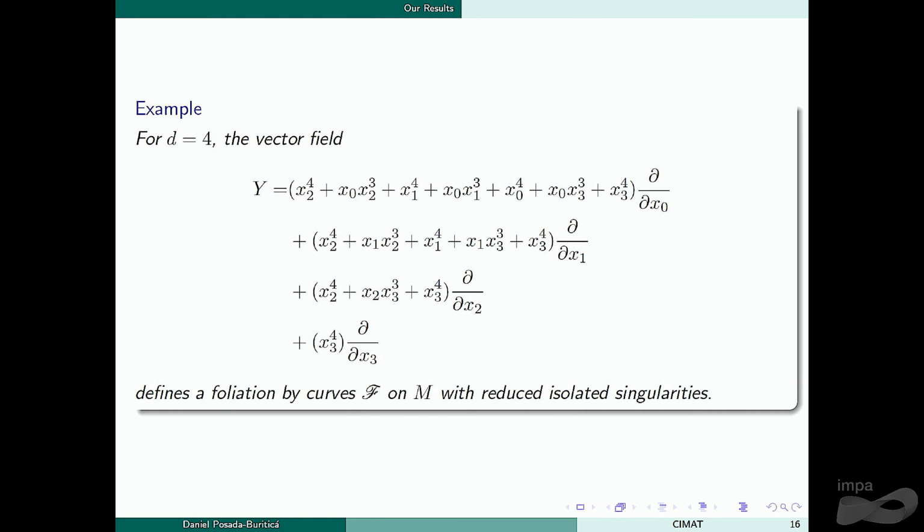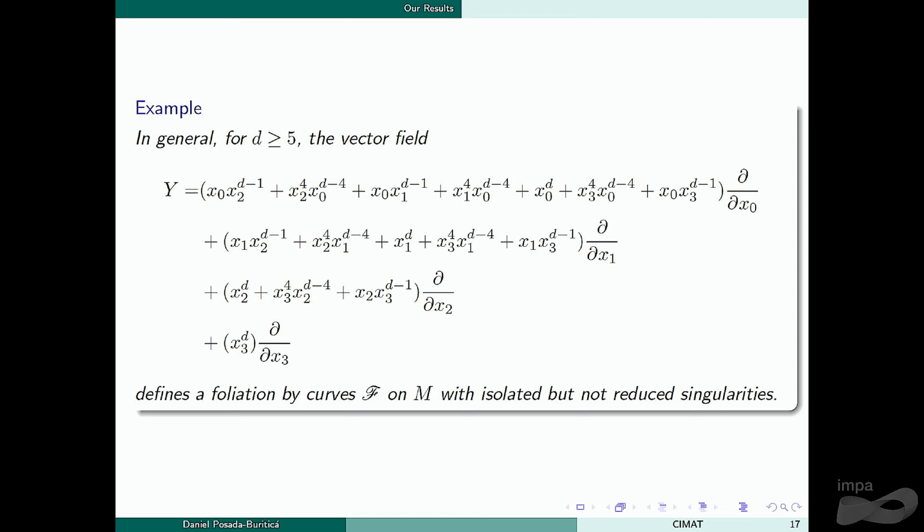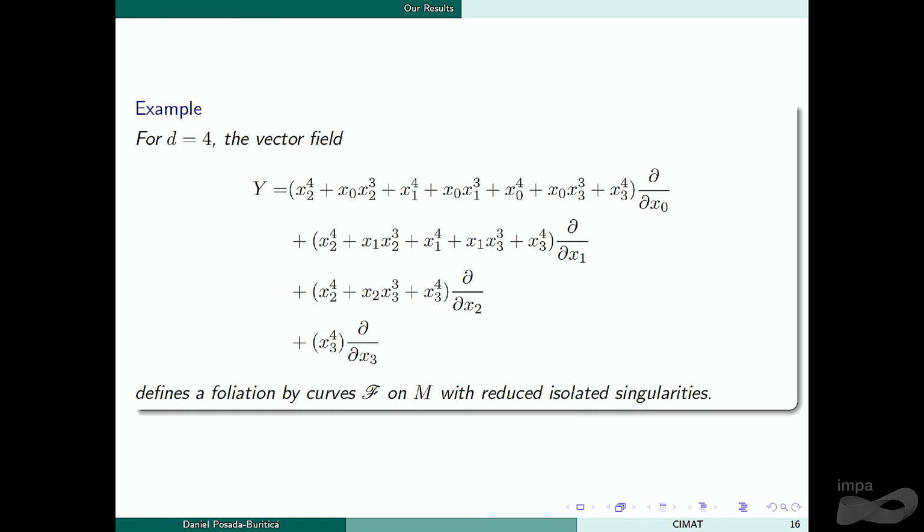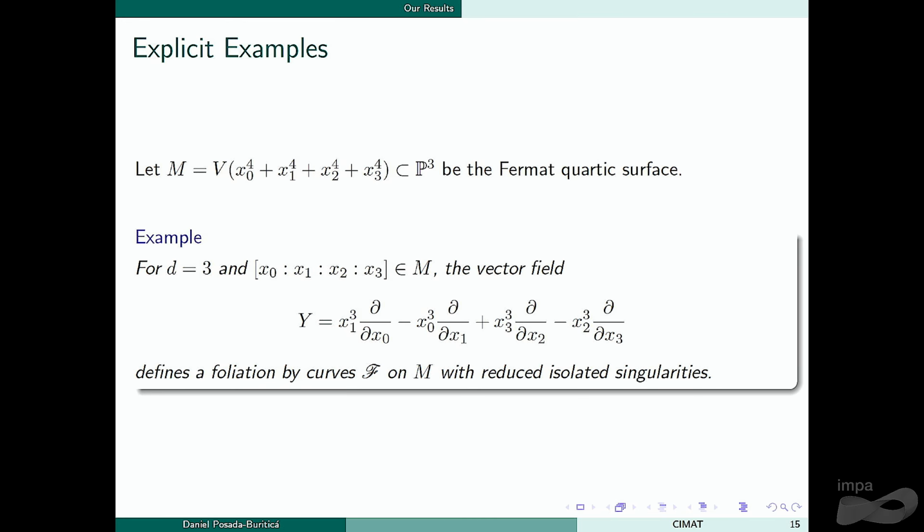For D equal to 4, this vector field defines a foliation with reduced isolated singularities. And in general, for D greater than or equal to 5, this vector field defines a foliation by curves with isolated but not reduced singularities. So you're saying your first example is unique? No. This? Yes. No.